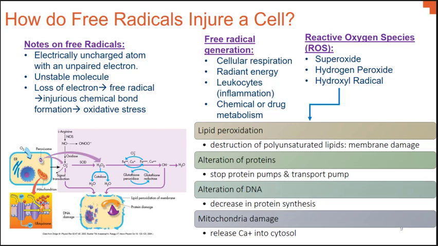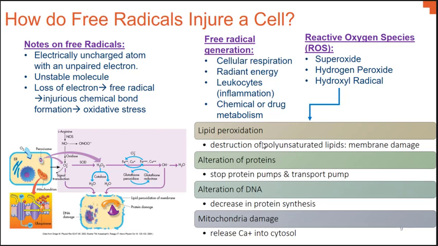These free radicals can cause damage via lipid peroxidation. What happens with this is we end up with destruction of polyunsaturated lipids, leading to membrane damage and increased permeability. Because remember, those cells, that phospholipid bilayer, is made up of lipids, and if it's damaged, then a membrane becomes much more permeable. Protein alterations, free radicals can cause fragmentation of polypeptide chains.